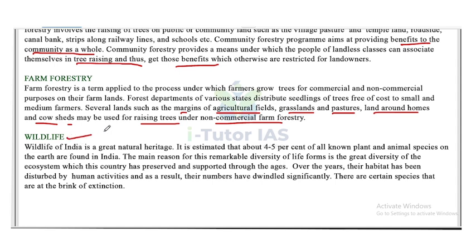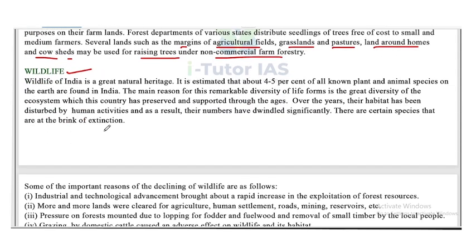Now, what is wildlife? Wildlife of India is a great natural heritage. It is estimated that about 4 to 5% of all plant and animal species on the earth are found in India. The main reason for this remarkable diversity of life forms is the great diversity of the ecosystem which this country has preserved and supported through the ages. Over the years, their habitat has been disturbed by human activities, and as a result, their numbers have dwindled significantly. There are certain species that are at the brink of extinction.